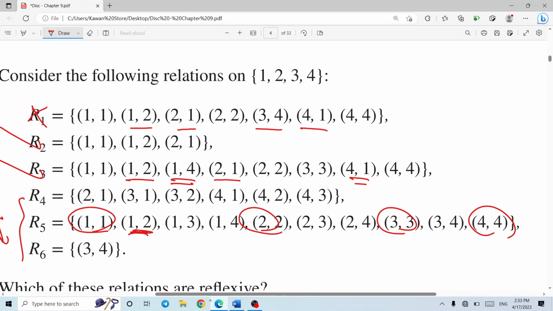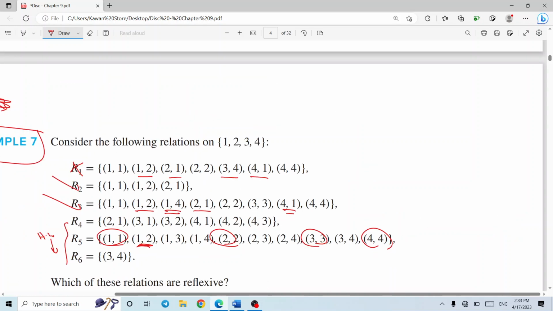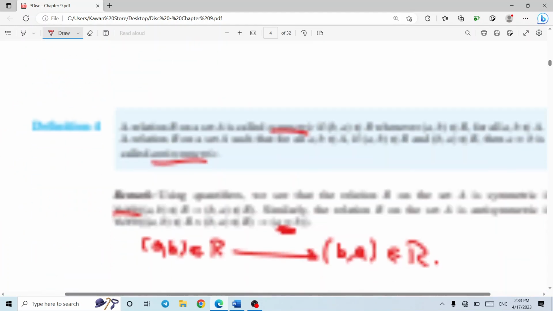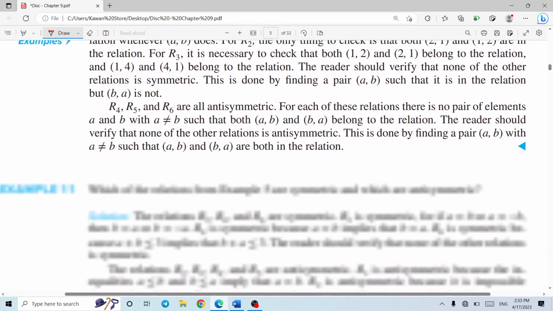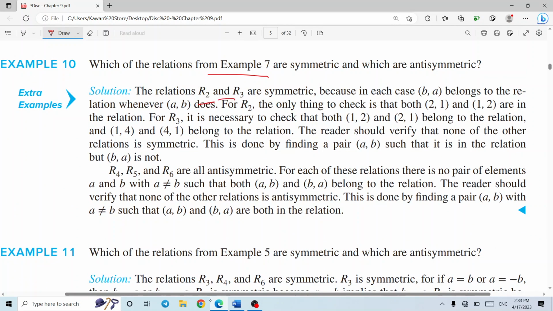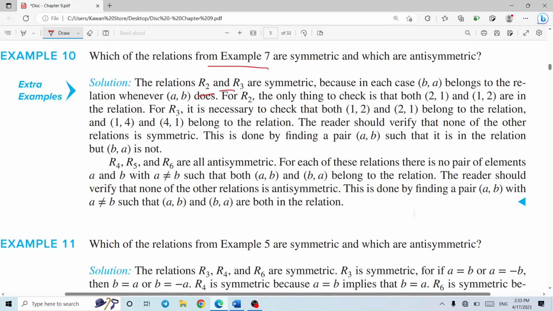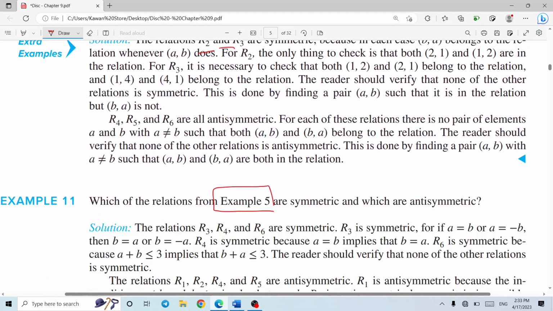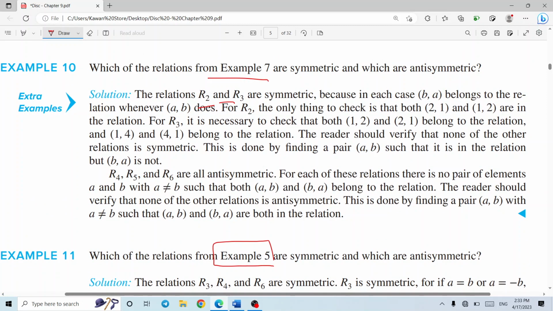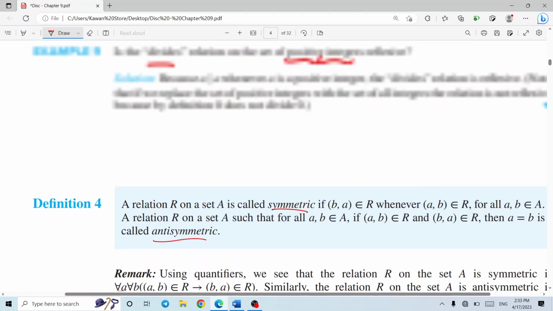Question. Okay. Now, get an example. This is example number 10. Of course, the same relation as before. We have it, we don't have it. Go to example number 5. Show me which ones are symmetry. The others are anti-symmetry, of course. Yalla.